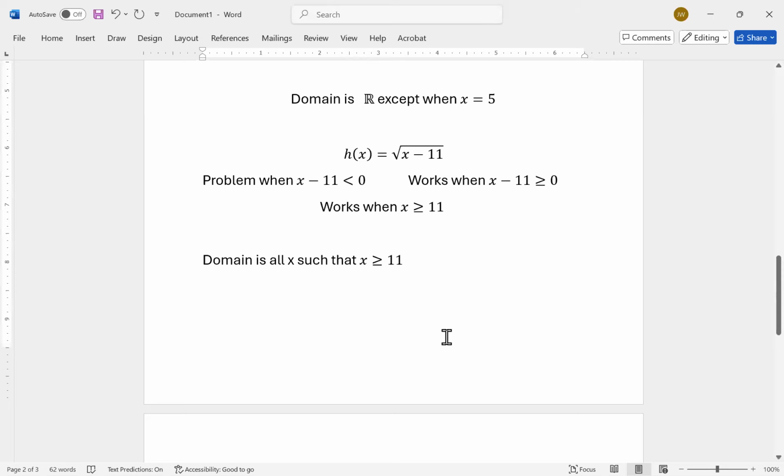Now you can phrase this in different ways. The domain is all x values such that x is greater than or equal to 11, or the domain is all real numbers x such that x is greater than or equal to 11. So you can phrase these in different ways, but the concept is that all values which are 11 and higher are in the domain, and any value that's less than 11 is not in the domain.